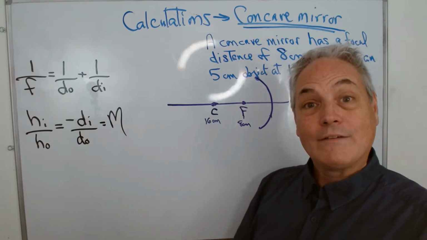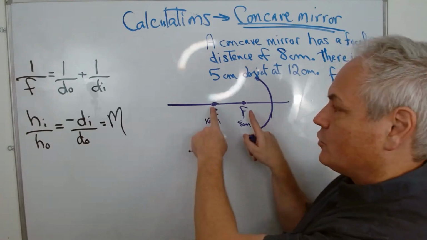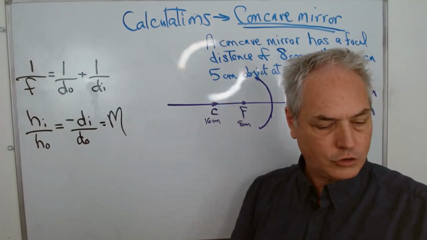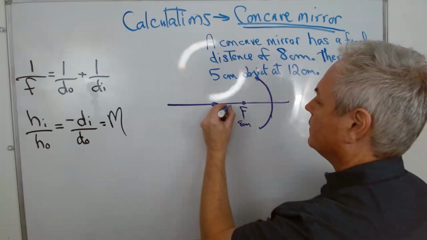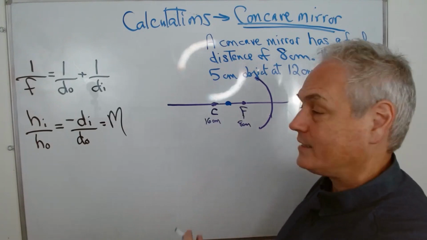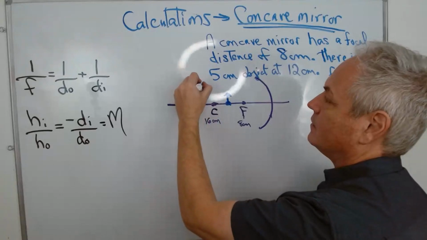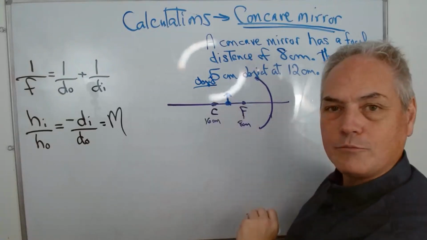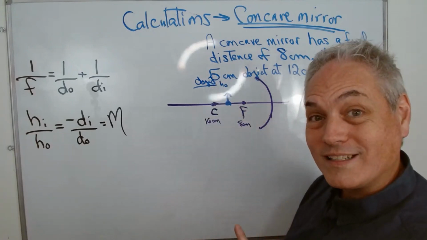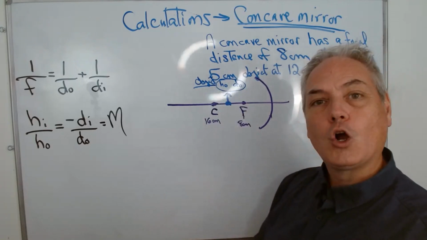We also know that we have an object, and the object is at 12 centimeters, so halfway between 8 and 16. Okay, let's put a different color. So it's right there, and we know that the object is 5 centimeters in height. So this is the object. That object has a height and also has a distance. So you see how all of these are working out.